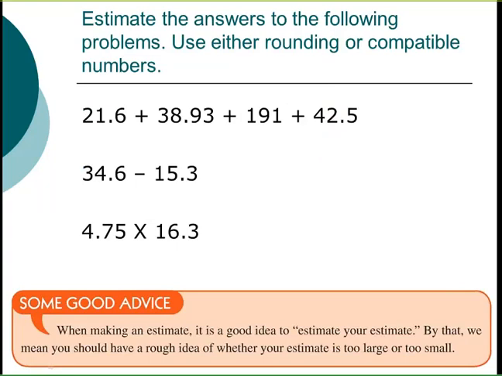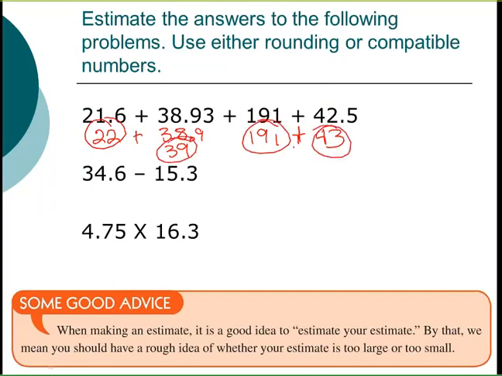If I was to actually use rounding, I would make this 22 plus 38.9, or even 39. And round these, of course, I don't round, it's 191. And then this one would round to 43. So if I actually rounded, these are the numbers that I would add.